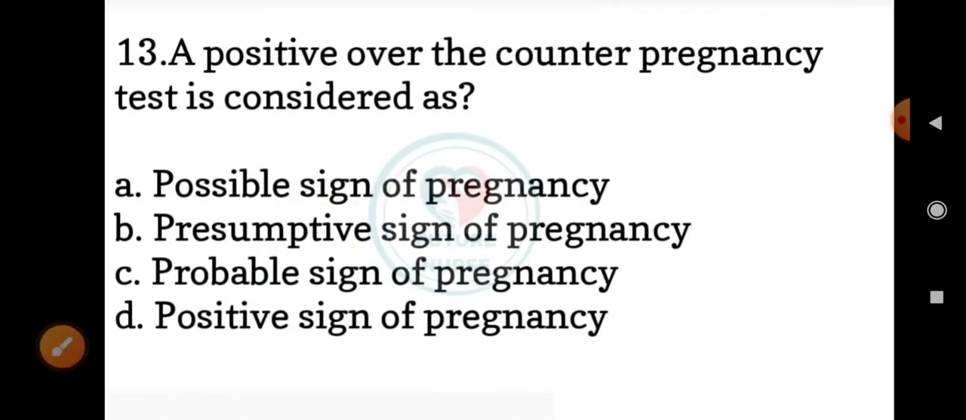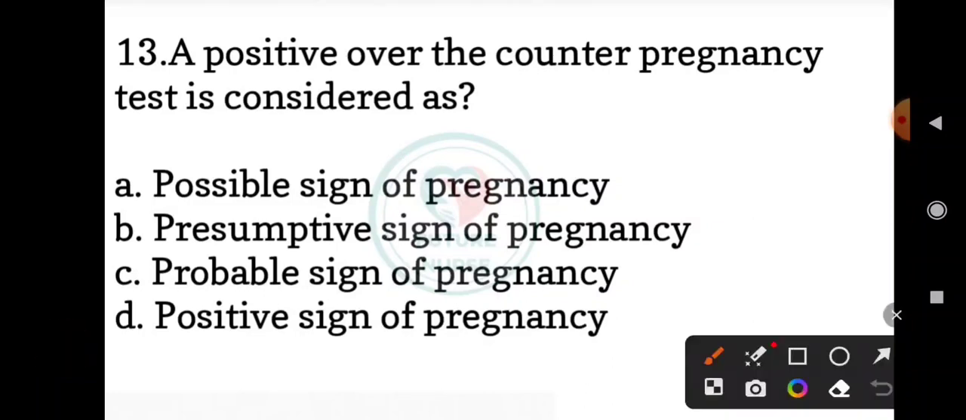A positive over the counter pregnancy test is considered as. The options are possible sign of pregnancy, presumptive sign of pregnancy, probable sign of pregnancy, positive sign of pregnancy. Correct option is positive sign of pregnancy.